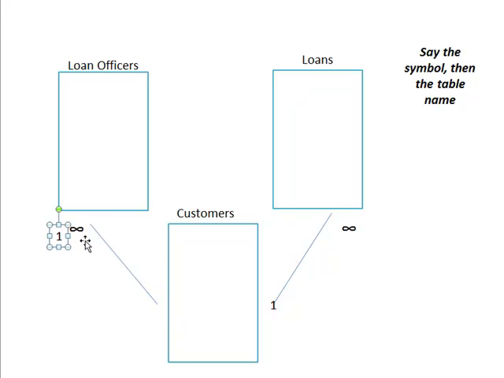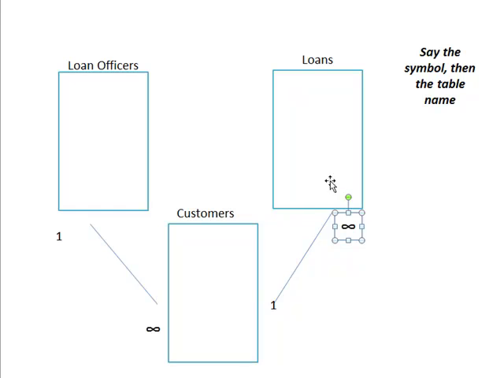Okay, let's move the one sign to the other side, and let's say it backward and forward. One loan officer will have many customers assigned to them. Yes, that sounds right. Many customers will be assigned to the same one loan officer. Yes, that also sounds right. So saying it backward and forward is good. Let's say this one backward and forward again one more time.